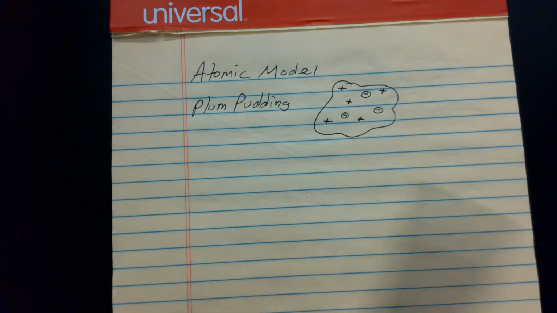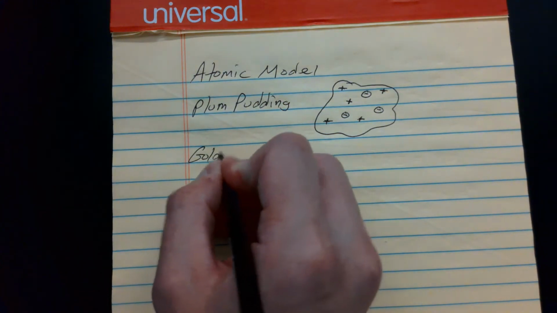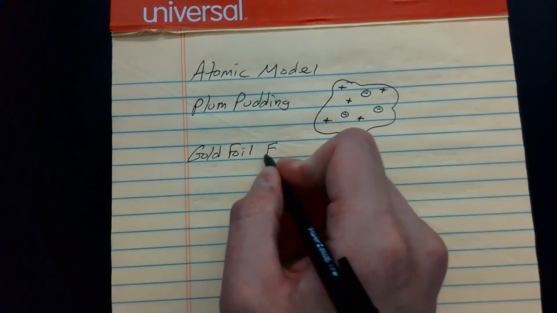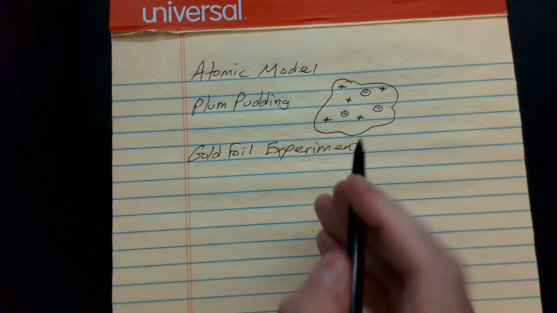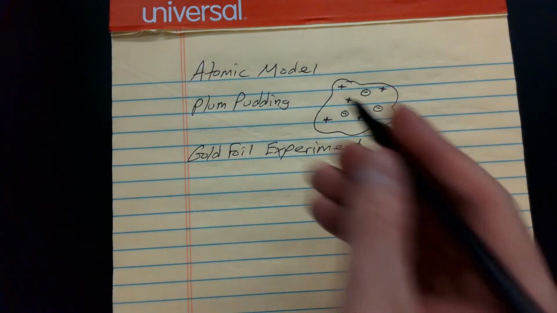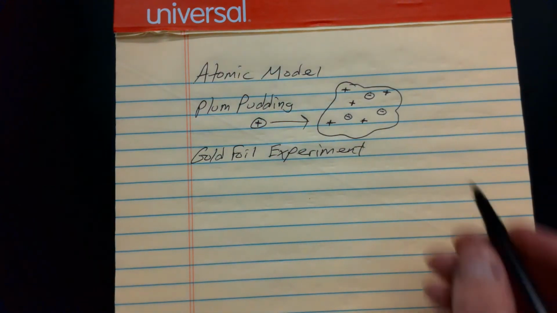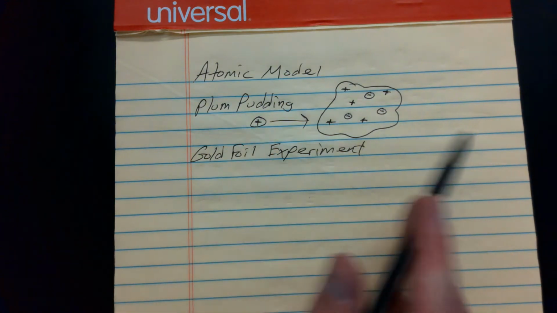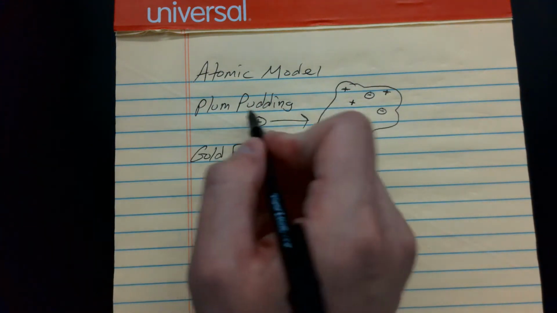Now, Rutherford did the gold foil experiment. Again, we're not going to get into it, but what he found was that when he shot positively charged particles at atoms, so he took a positively charged particle and shot it through a piece of gold foil, which is made up of atoms, he found most of them went right through completely unscathed, but some of them were completely rejected. They bounced and went the complete opposite direction.